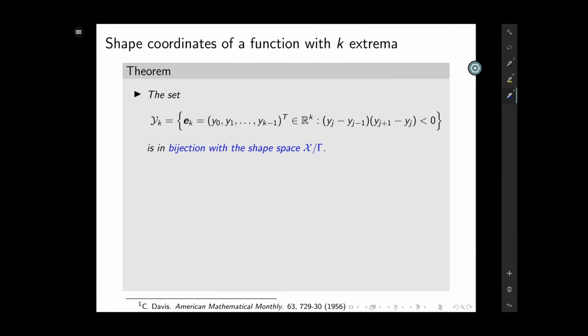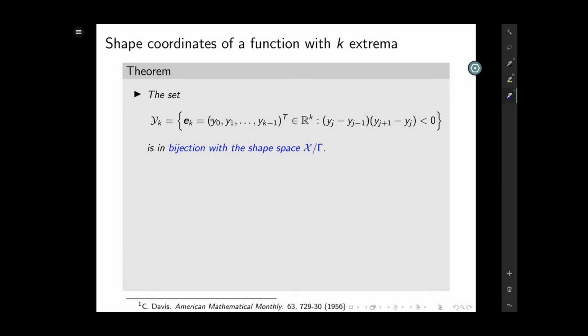So the first result is shape coordinates for functions with k extrema. One of the things which will become clear is I cannot just look at all functions at the same time. I need to break them up depending on how many extrema they have. And it will become clear immediately as to why that is so. So I'll start off with functions with k extrema, some finite integer.